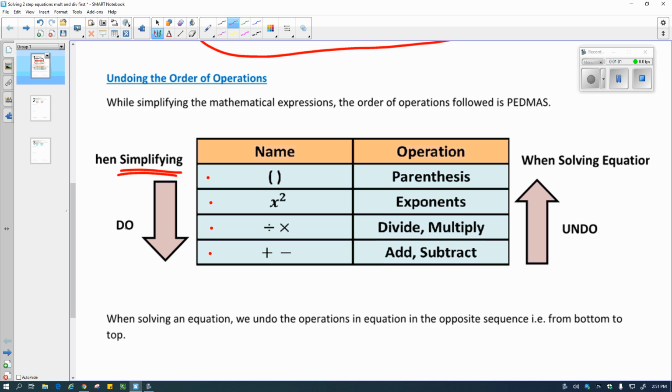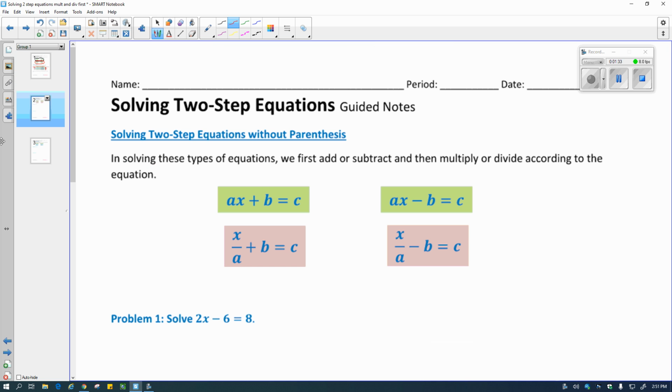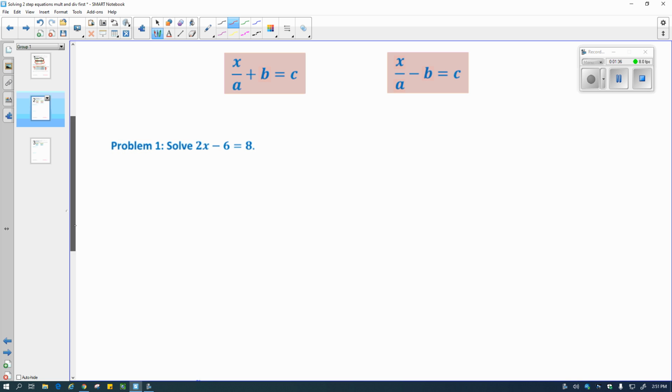This is simplifying. But when you're solving, you go backwards. So you're going to start by undoing any addition or subtraction, and then undoing division or multiplication, and then undo it, like taking care of the exponents, and then taking care of what's in the parentheses. So you have to keep your eye open and aware of what type of problem you are looking at. So our normal problems, the ones that we've seen, we've done those already.